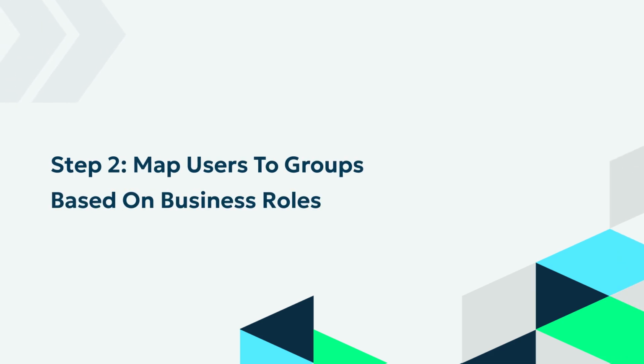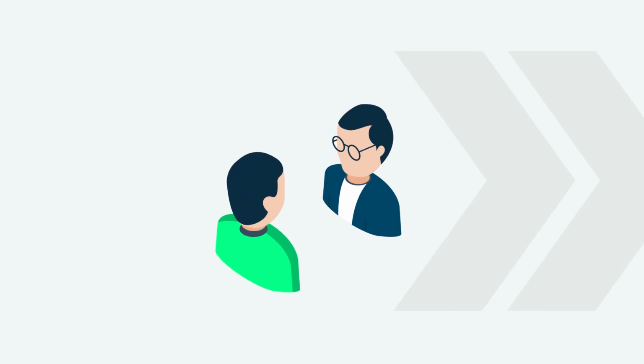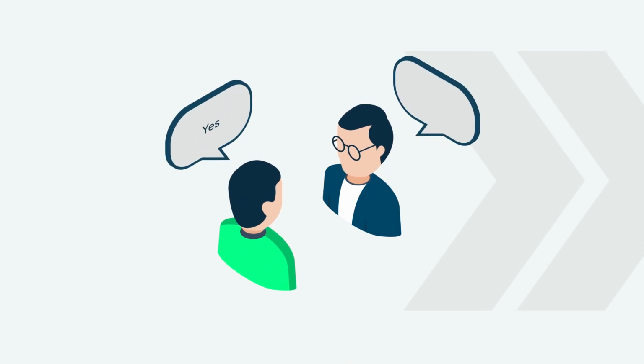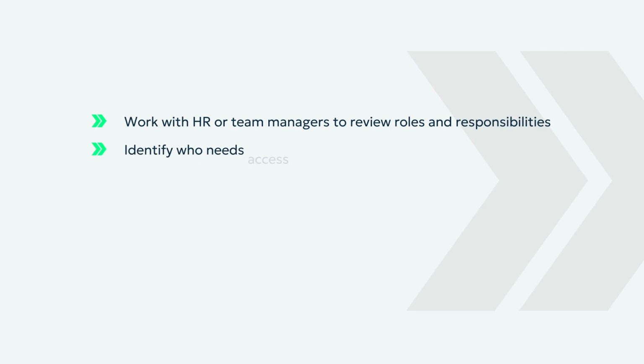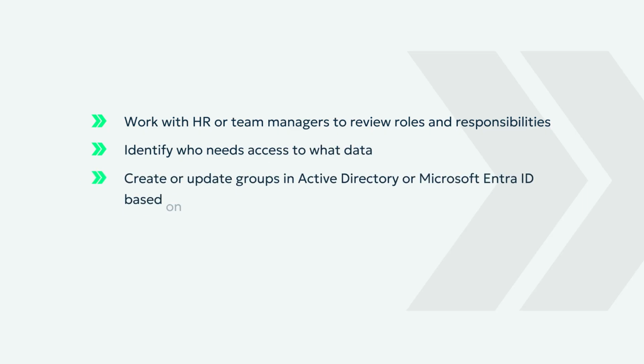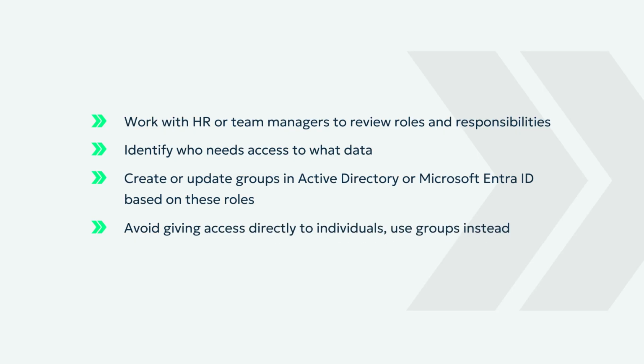Step 2. Map users to groups based on business roles. Once you know which shares are exposed, decide who actually needs access and why. Work with HR or team managers to review roles and responsibilities. Identify who needs access to what data. Create or update groups in Active Directory or Microsoft Entra ID based on these roles. Avoid giving access directly to individuals. Use groups instead. Finally, assign a group owner to manage and approve access requests.